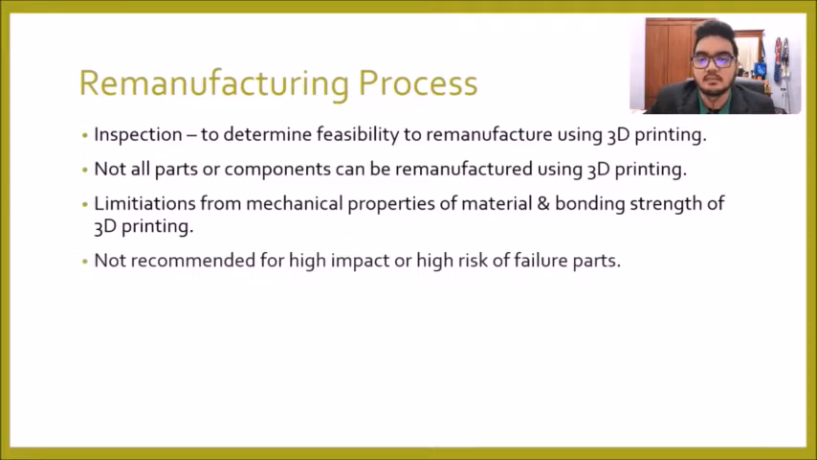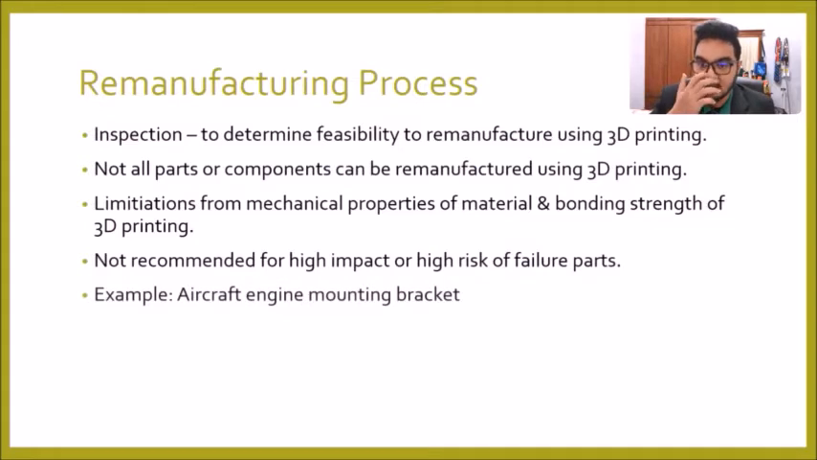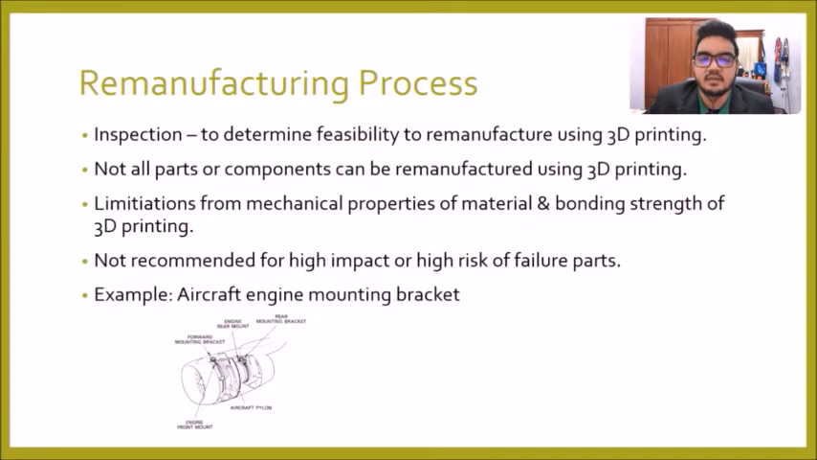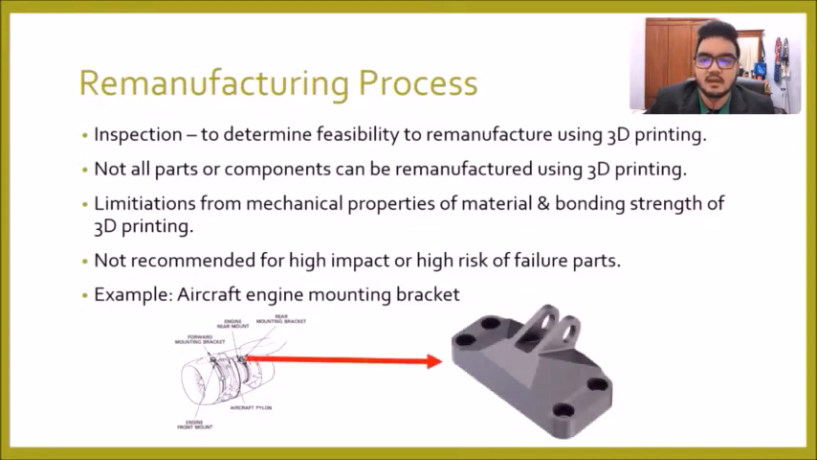Usually, the parts that cannot be 3D printed are high impact and high risk of failure, which means their usage is very high. For instance, a defected aircraft engine mounting bracket cannot be 3D printed as the whole part is critical in delivering the purpose of the bracket. A small defect or alteration can affect the overall performance of the bracket, leading to an increase in risk of failure.